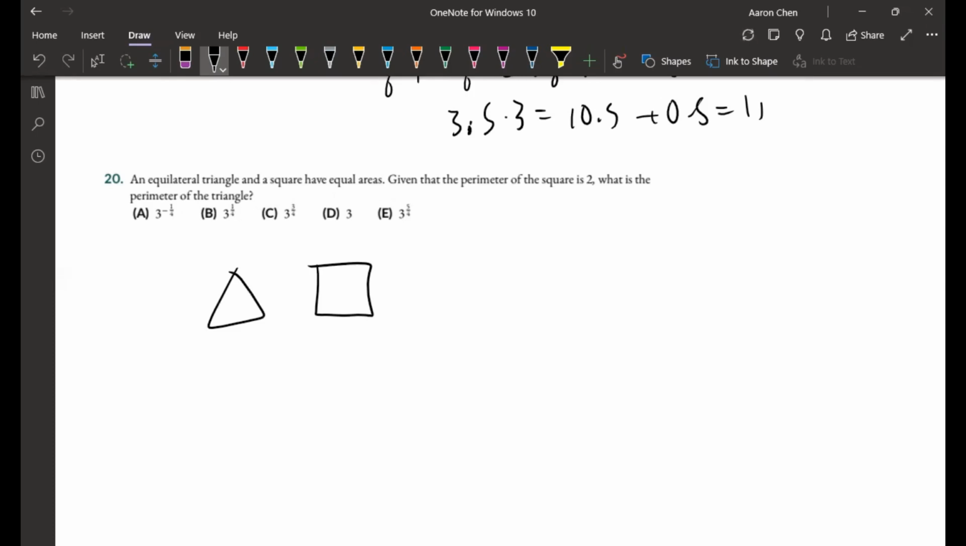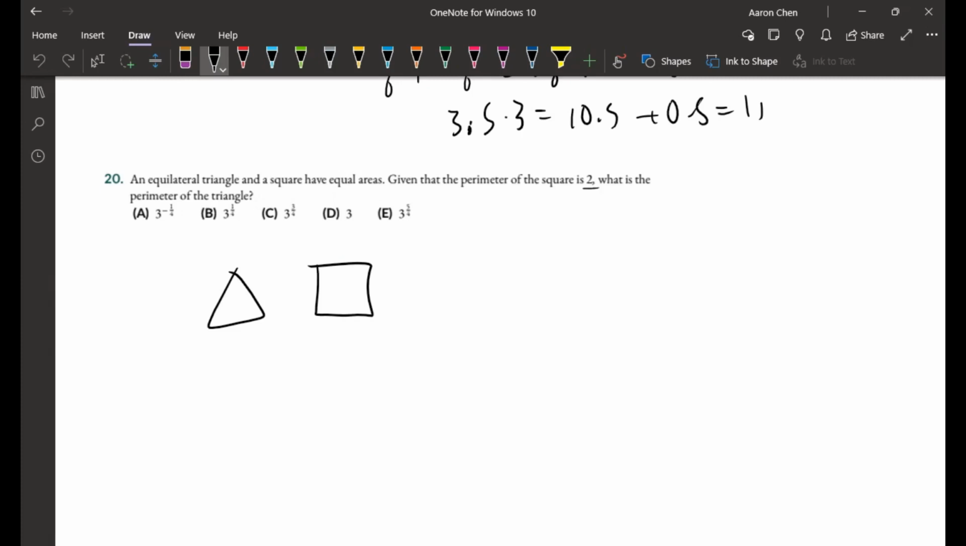Yeah, I think that sounds about right, Elaine. So the perimeter is 2. And at this point, I'll speed up since there are 6 more questions that I need to cover in 15 minutes.